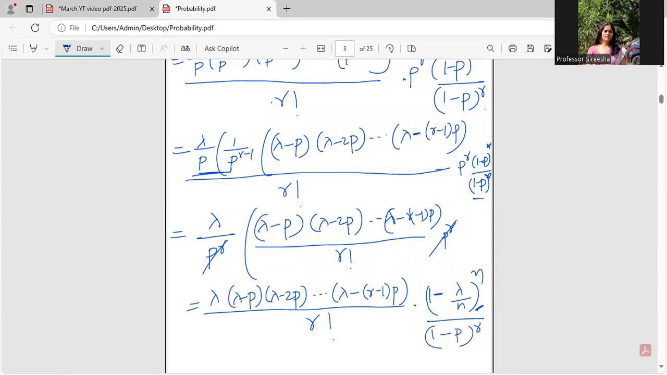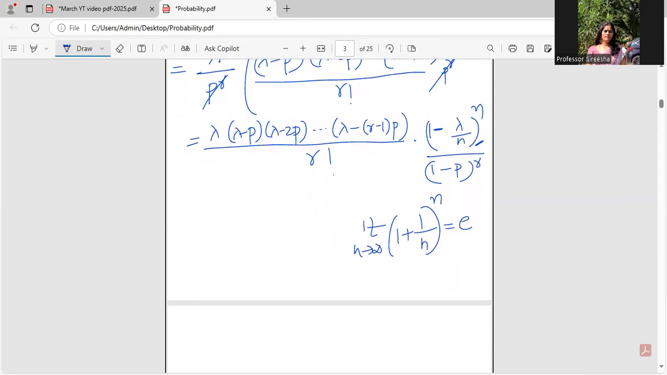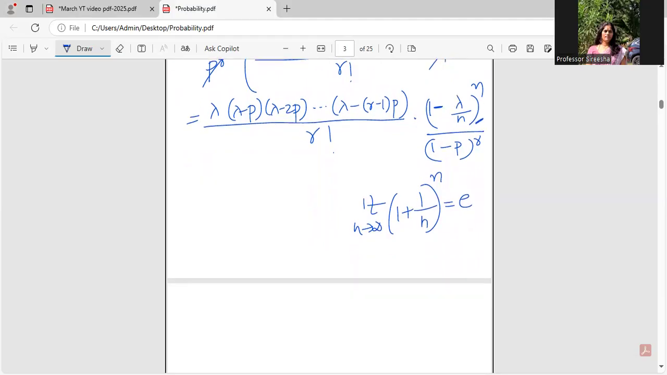Why? Because this is the standard formula which you have learned in your +2, that is limit n tending to infinity of 1 plus 1 by n, the whole power n, as n tends to infinity will tend to e. So accordingly, I will write this. So this term will be something else as n tends to infinity. But first let me write the condition.